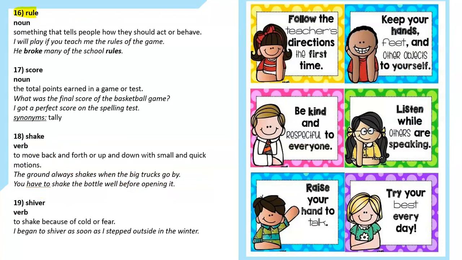Number 16 is rule. Rule is a noun and it is something that tells people how they should act or behave. For example, I will play if you teach me the rules of the game, or he broke many of the school rules. Of course, in school there are many rules that we have to follow, such as keep your hands, feet, and other objects to yourself. And whenever we break the rules, there are some consequences. There are some bad things that can happen, like losing a point.